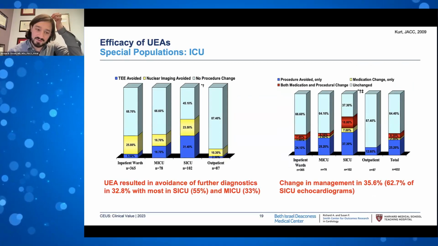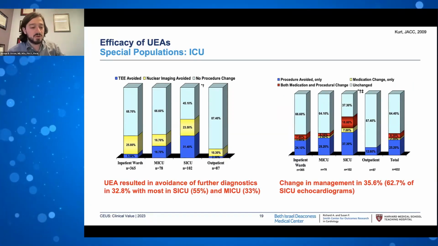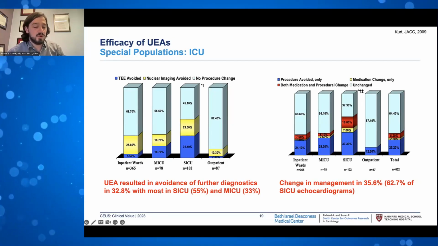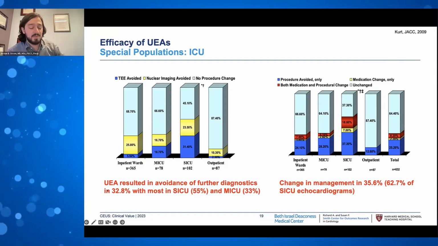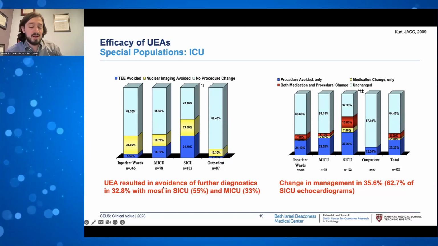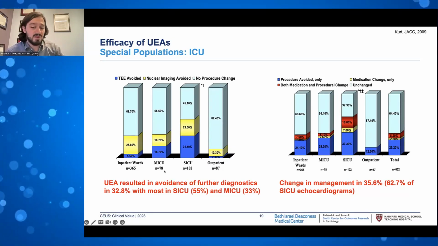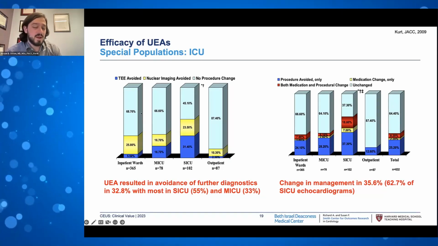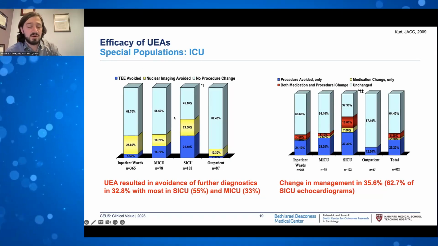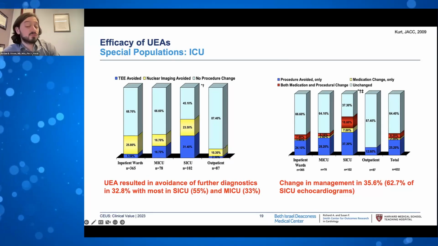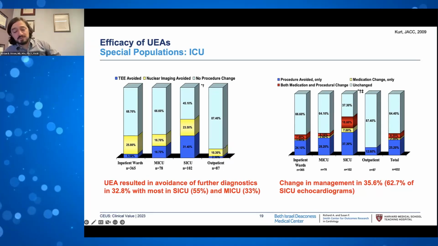And so what did this do to downstream utilization? Ultrasound enhancing agent use resulted in avoidance of further diagnostics in about a third, with most in the surgical ICU, and about a third of those in the medical ICU. You can see that some of that was a TEE that was avoided, or a nuclear imaging that was avoided, but it also led to significant changes in management as well.